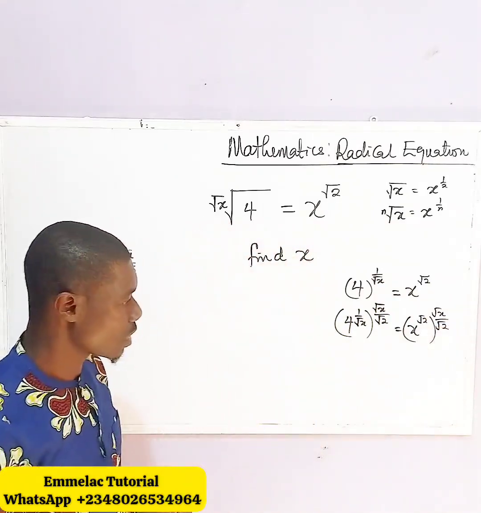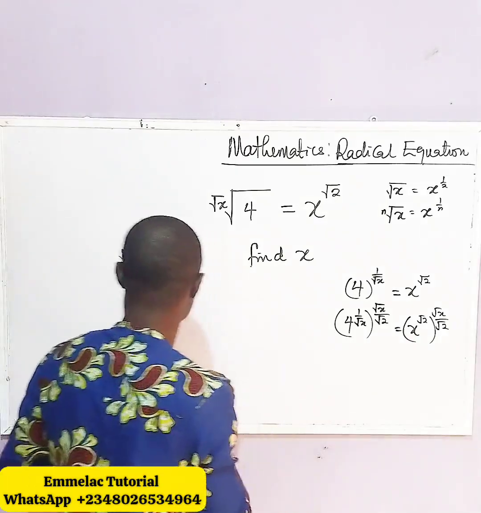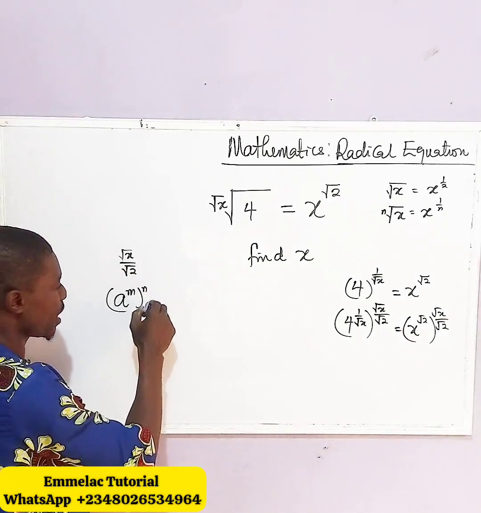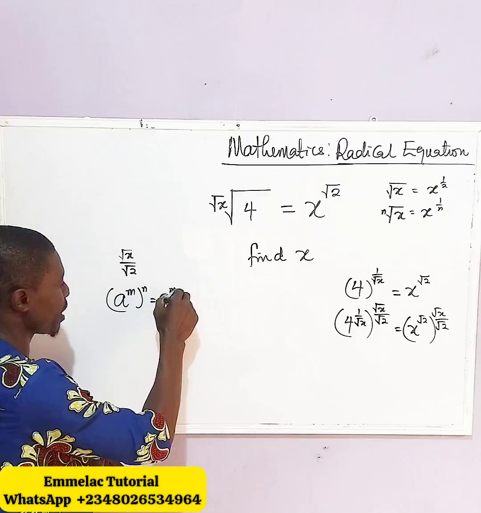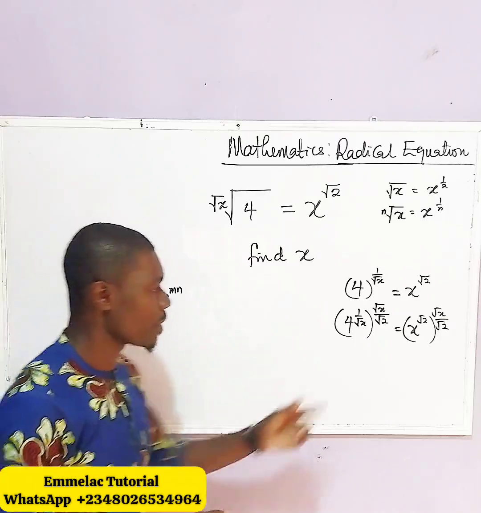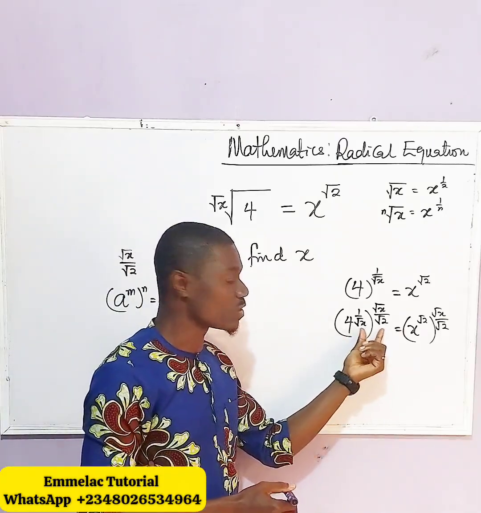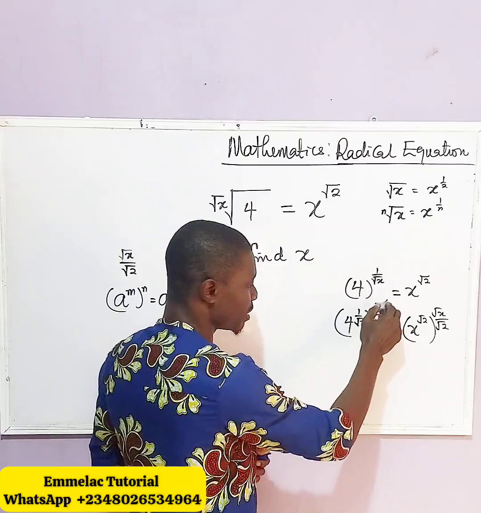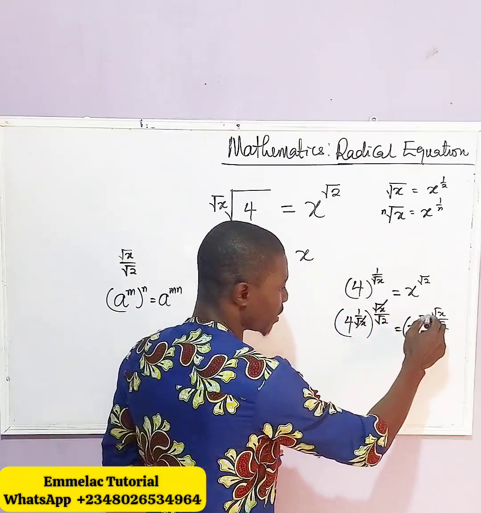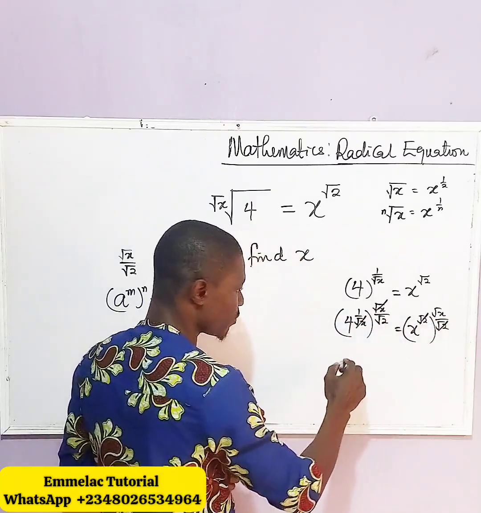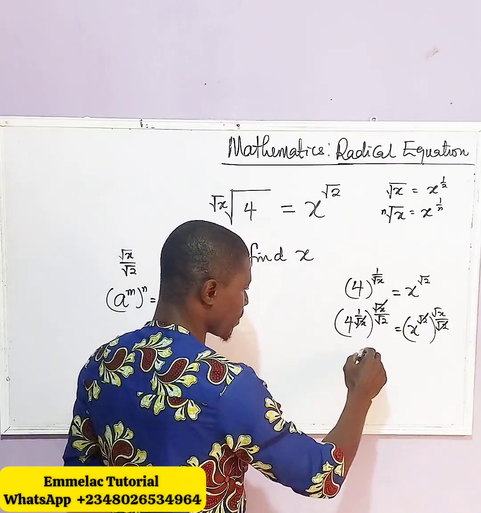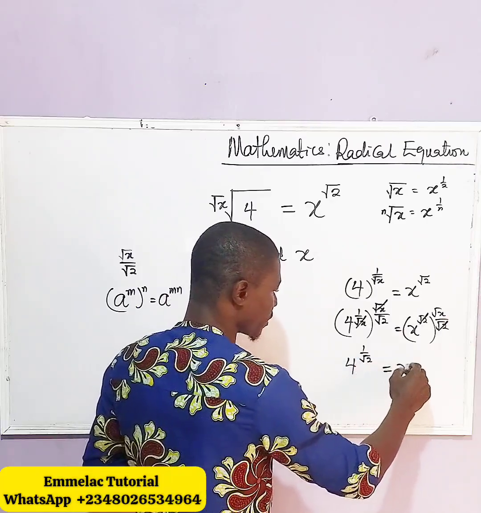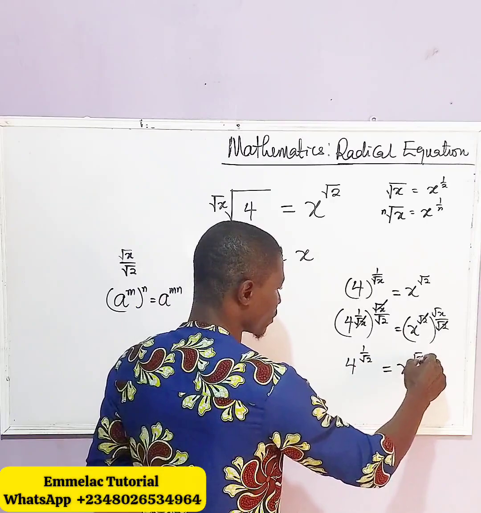According to the law of indices, if you have a raised to the power of m, all raised to the power of n, it is the same as a raised to the power of mn. If I apply this rule, I multiply these two exponents, and by multiplying, this will undo this and this will undo this. Then we are left with 4 raised to the power of 1 all over the square root of 2, then equals x raised to the power of the square root of x.